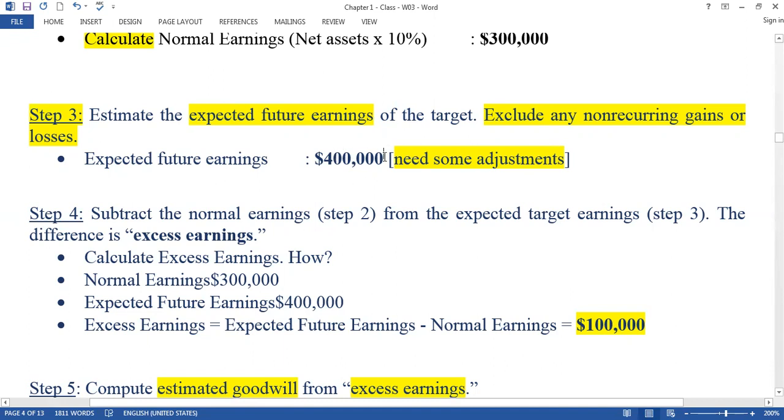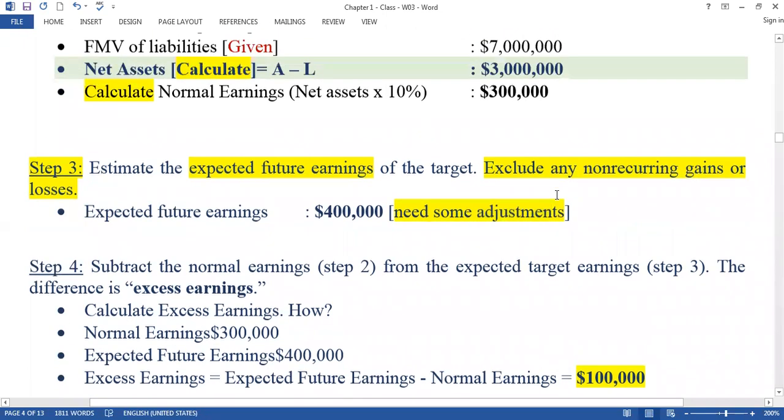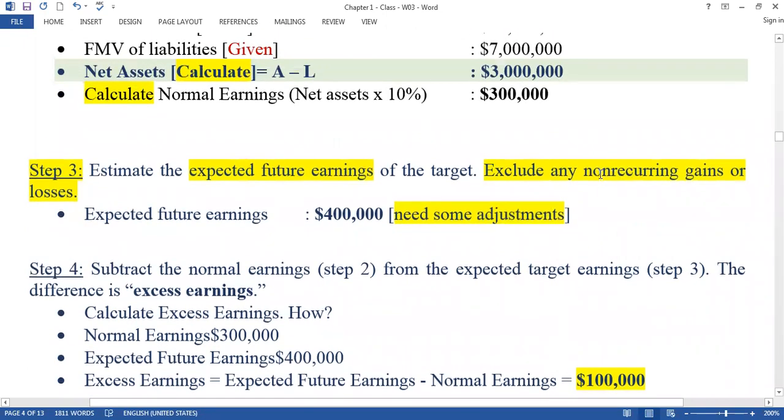And I told you that in the real business world, to calculate this amount is not easy. We need to do a lot of adjustments to calculate this number. And one of the important factors we have to consider is non-recurring gains and non-recurring losses.